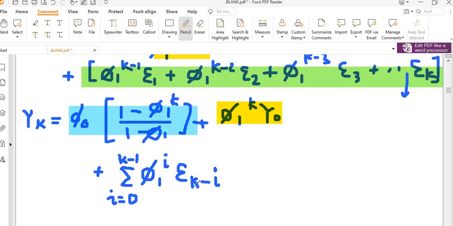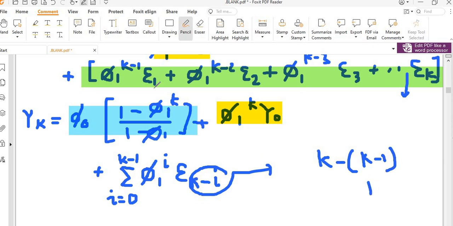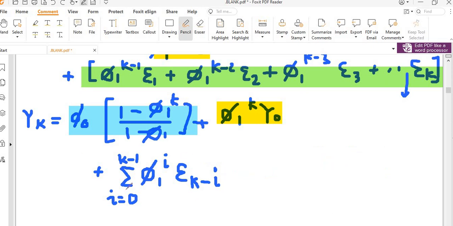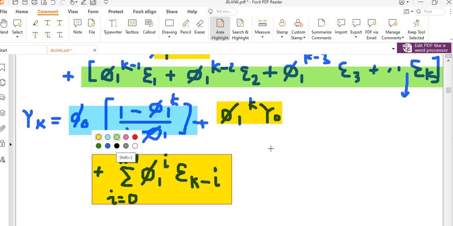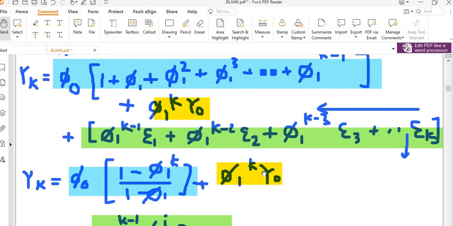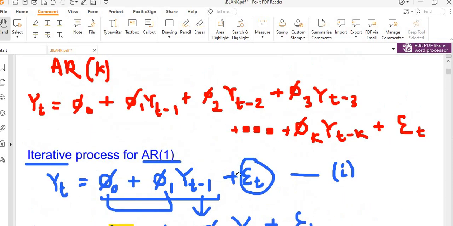See, if you put k minus 1 over here, then think of this term. If you put I as k minus 1, this I keeps changing. So the highest value of I is k minus 1, so epsilon's subscript becomes 1. So this entire expression is consistent. You can do a double check like this and you can find out that this is the final expression for the iterative method that is applied on the AR1 series.